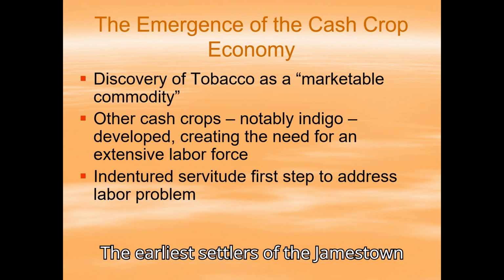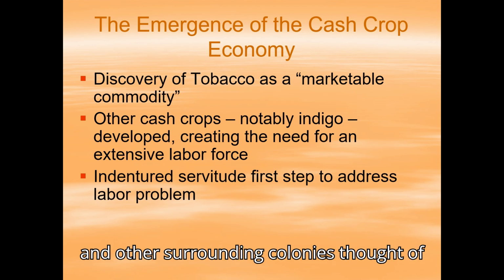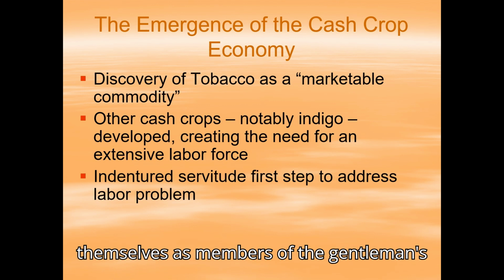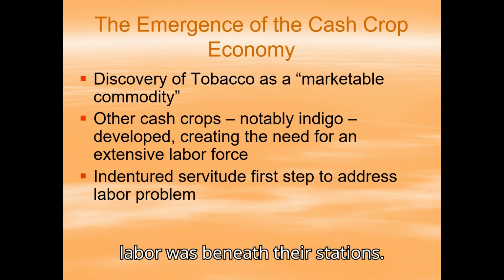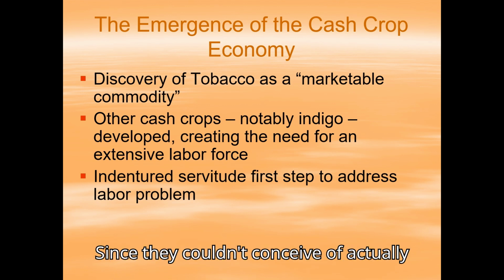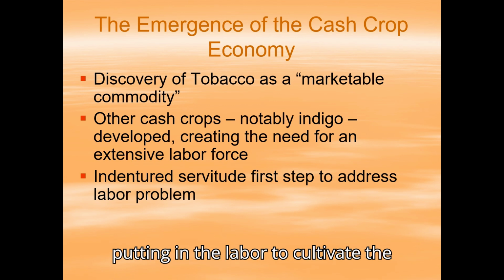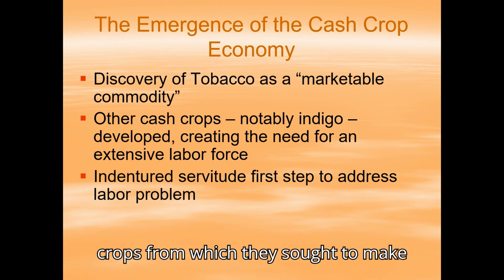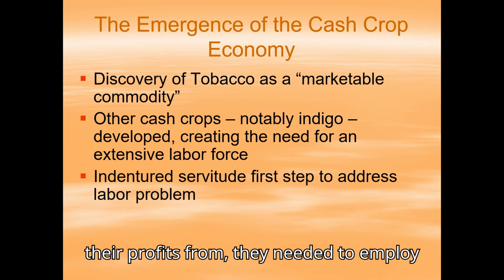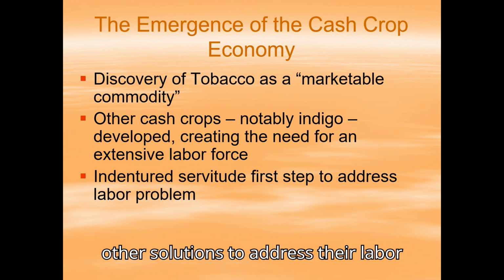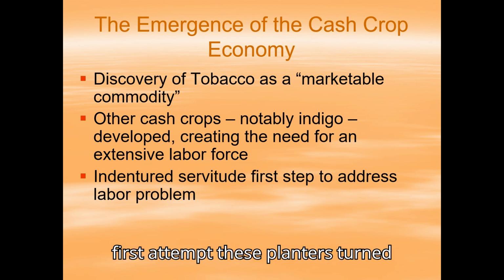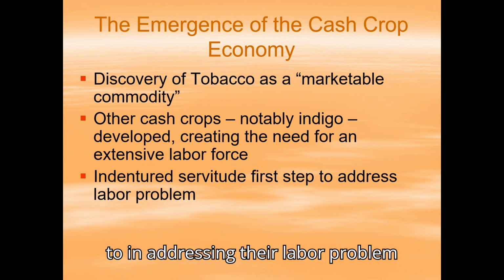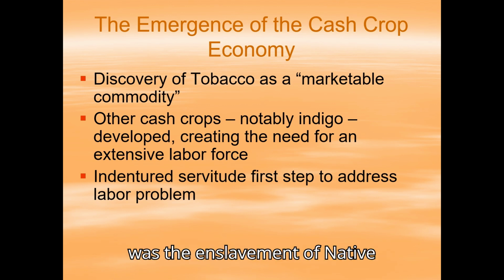The earliest settlers of the Jamestown and other surrounding colonies thought of themselves as members of the gentleman's class, for which agricultural labor was beneath their stations. Since they couldn't conceive of actually putting in the labor to cultivate the crops from which they sought to make their profits, they needed to employ other solutions to address their labor needs. The very first attempt these planters turned to in addressing their labor problem was the enslavement of Native Americans.